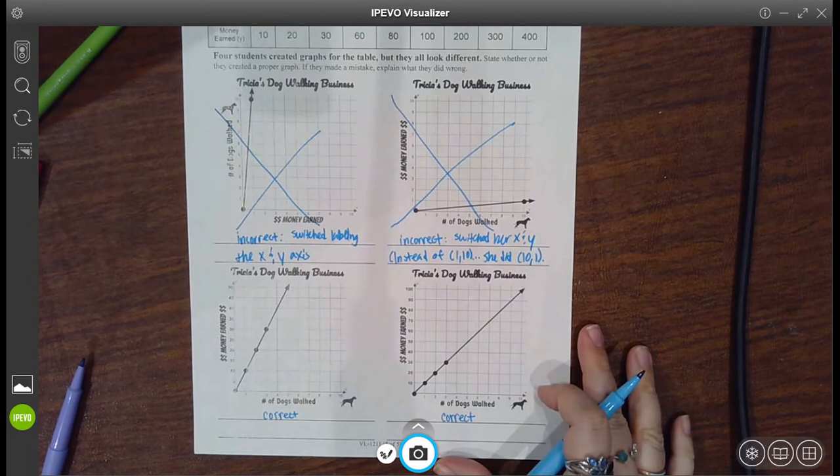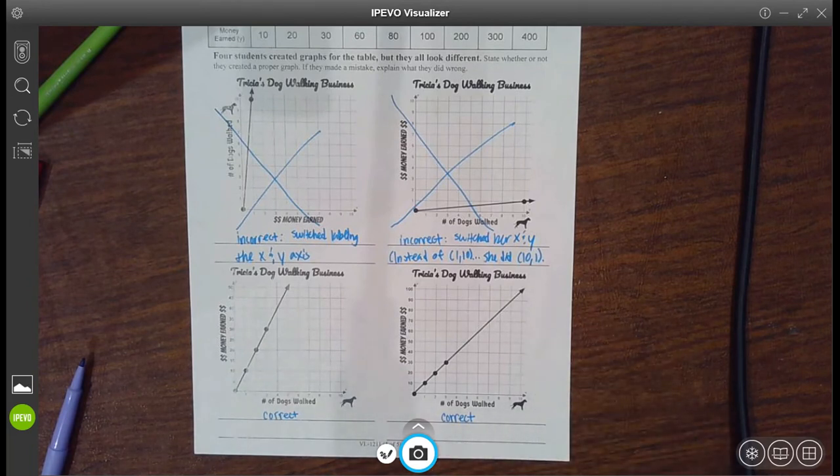All right. Congratulations, my little mathematicians. You've mastered being able to put a table to a graph and back and forth, and seeing if a table matches a graph or if a graph matches a table. You should be very proud of yourselves. You got this.